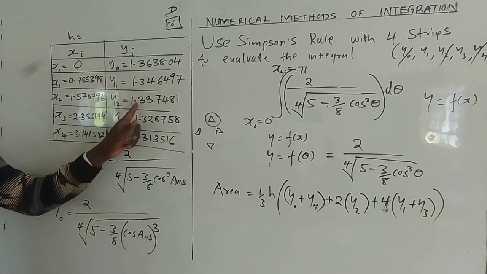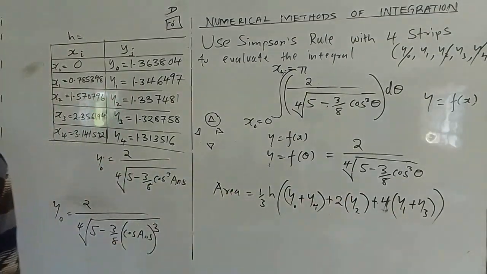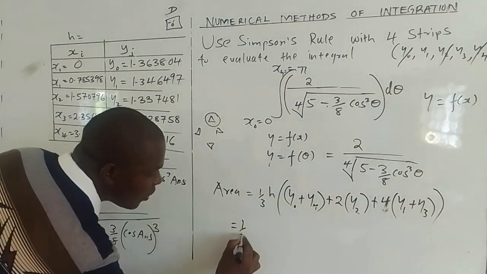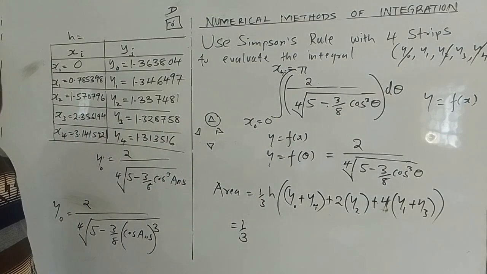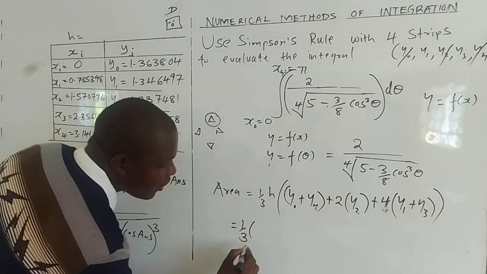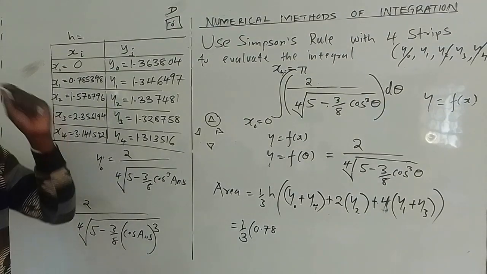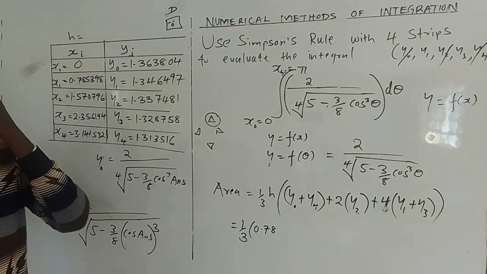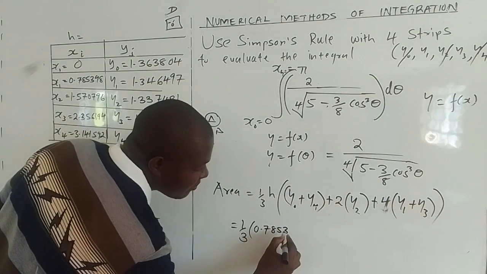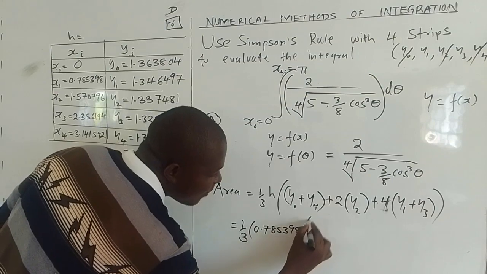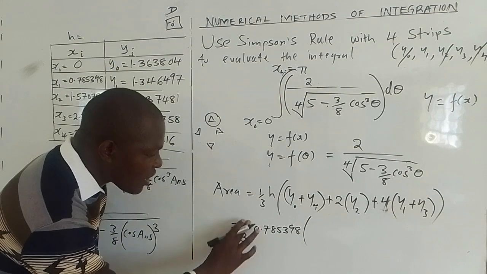So after you found the y values, our points of interest in the formula, we come and substitute there. Area is equal to a third times h. What was your h? Your h, you divided pi by 4, and you found it to be 0.785398. Then you open the bracket and deal with each bracket as you put in its value. This is what is outside: a third times that.